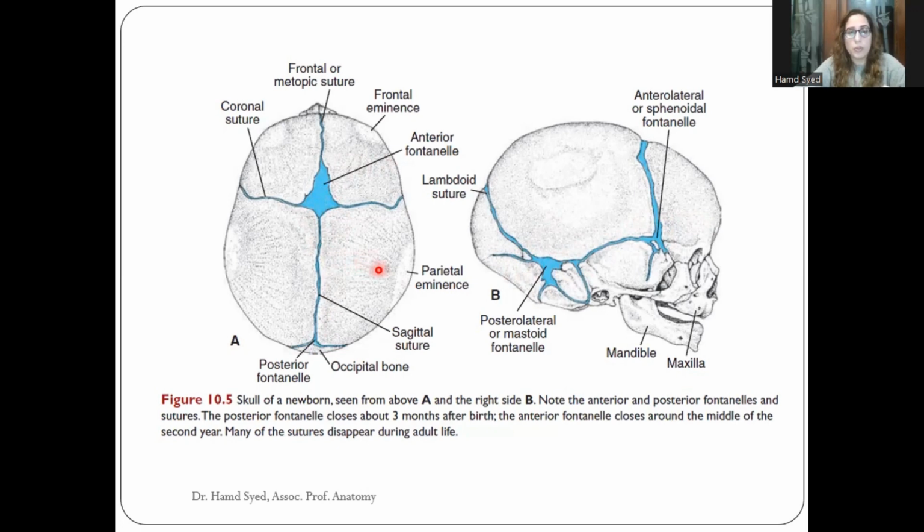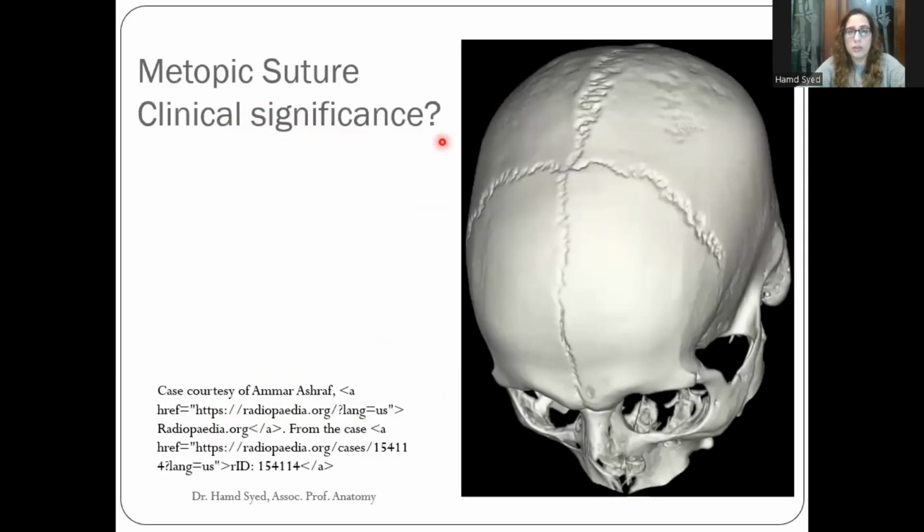And these fontanelles, remember, are going to close after birth. The posterior fontanelle closes about 3 months after birth, whereas the anterior fontanelle closes around the middle of the 2nd year of postnatal life. So these are the fontanelles and these are the sutures visible in the skull.